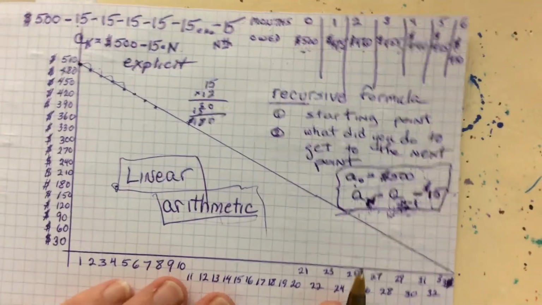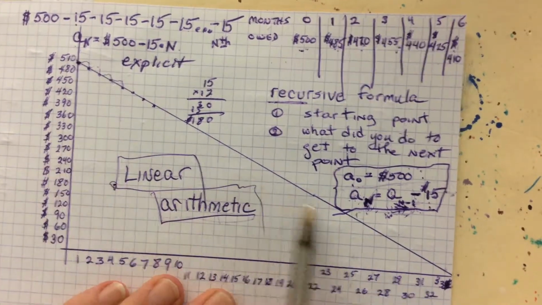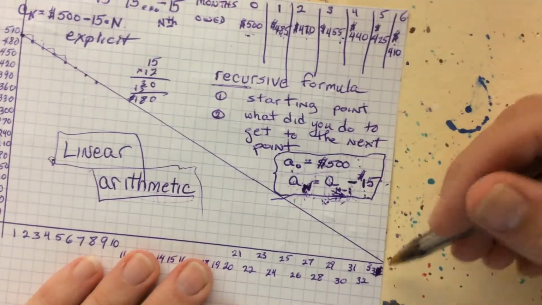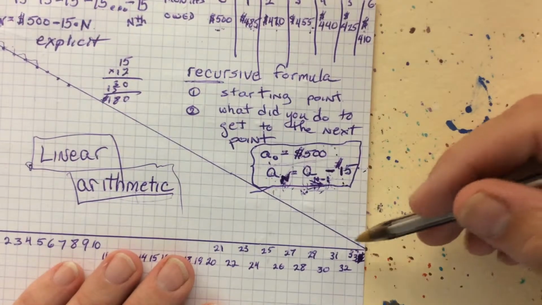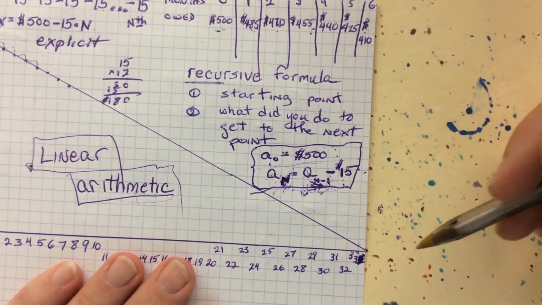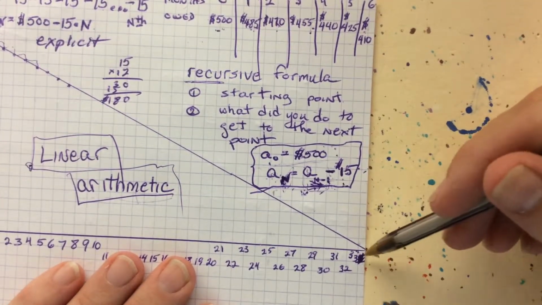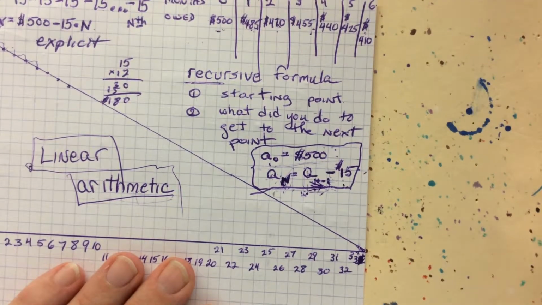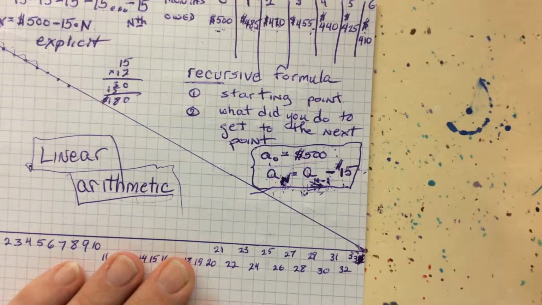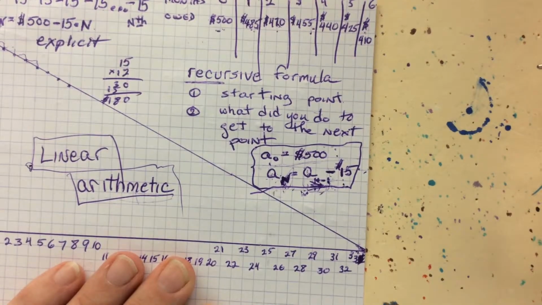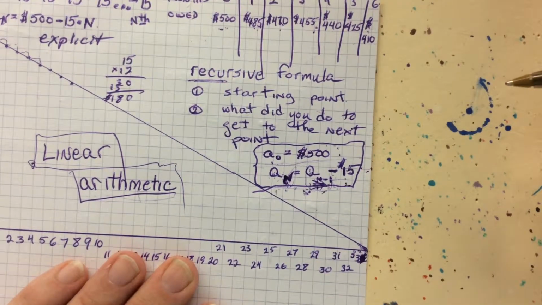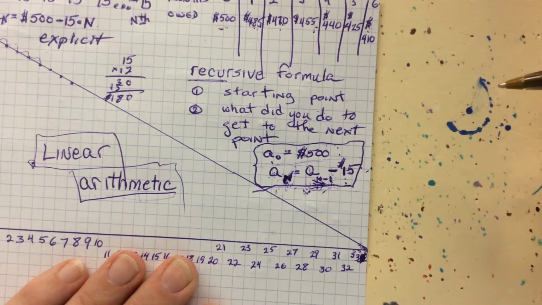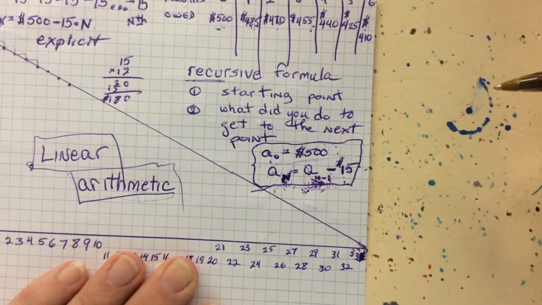And so that means I can draw a straight line, and I can go all the way down to here, somewhere between 33 and 34. It just so happened, dumb luck, I made this so that I didn't have to go off the page. But right here, just before I get to 34, I get to 0. Now, does that mean that after 34 months I've paid you off?